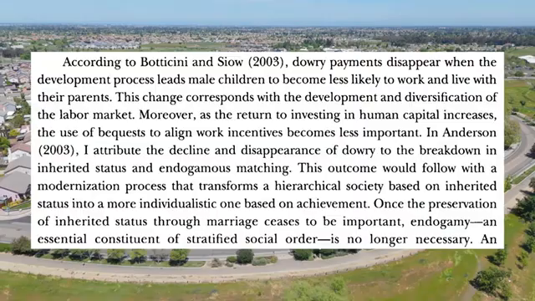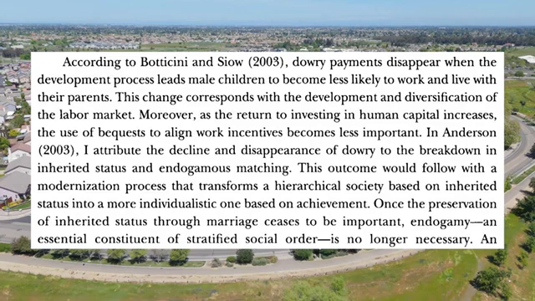So that's one explanation. Another one is, according to Botticini and Xiao, dowry payments disappear when the development process leads male children to become less likely to work and live with their parents. This change corresponds to the development and diversification of the labor market. Moreover, as the return to investing in human capital increases, the use of requests to align work incentives becomes less important. In Anderson, I attribute the decline and disappearance of dowry to the breakdown in inherited status and endogamous matching.